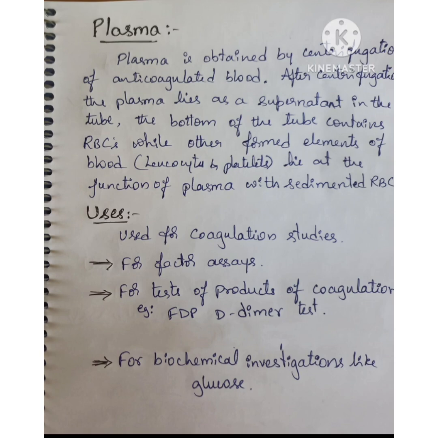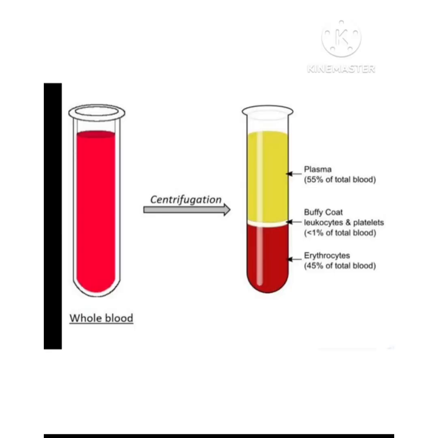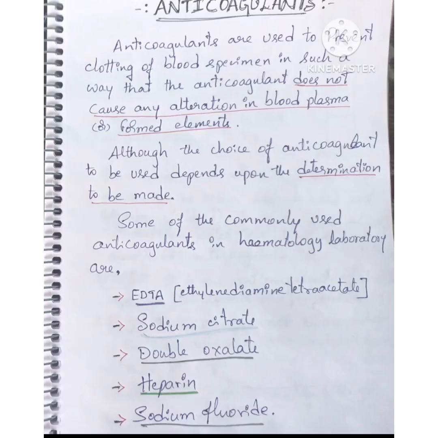Plasma is used for coagulation studies, for factor assay, for tests of product of coagulation, for example FDP, D-dimer, for biochemical investigations like glucose. You can see the separation in the right side tube. Now we are going to learn about anticoagulants.